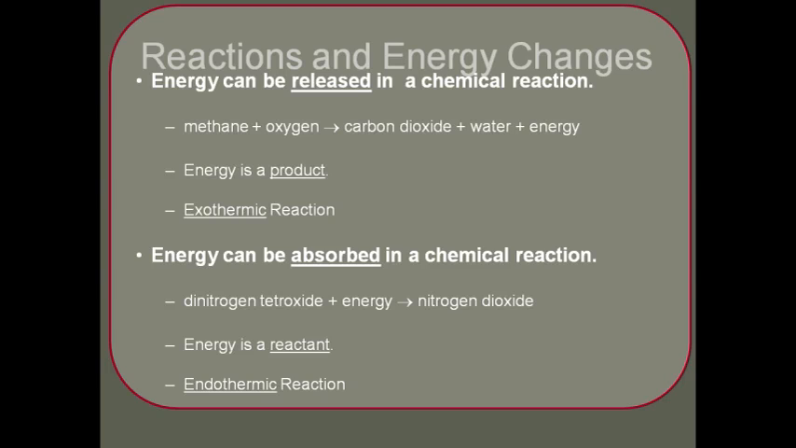Energy can also be absorbed, and the term that applies here is endothermic. In this reaction I have dinitrogen tetroxide reacting with energy to give us nitrogen dioxide. So in an endothermic reaction we see energy written as a reactant. One of the things we're going to focus on in class when we write our own balanced chemical equations is, if energy is applicable to our equation, where do we write it? Do we write it on the reactant side, or on the product side?